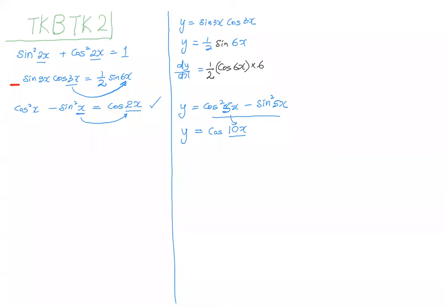Okay. So what is the dy dx for this? What is the dy dx for that? Wenjie? Oh, yes, miss. What is the dy dx for this? Negative 10 sine 10x. Okay, thank you. No problem. How do you get negative 10 sine 10x?